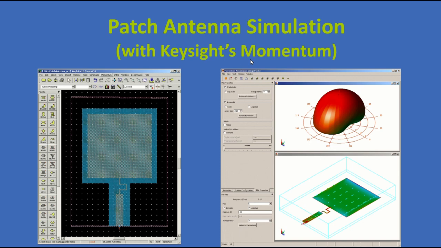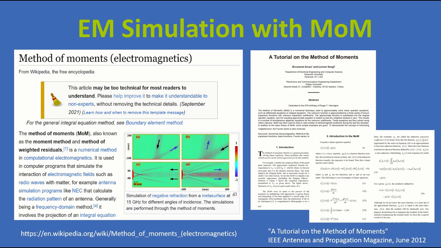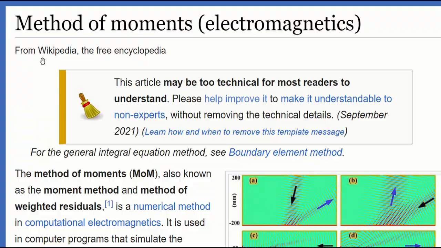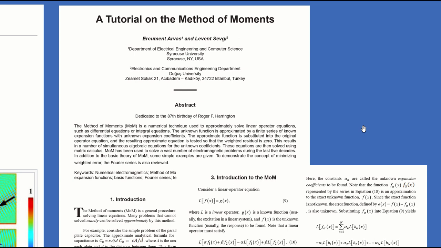The particular product name here for Keysight Simulator, in this case, is Momentum. That's because it uses a method called Method of Moments to simulate with. If you're interested in how that works, you might go to Wikipedia, as I did. However, be warned, this article may be too technical for most readers to understand, and that's true of me as well. It's a very short entry in Wikipedia, and like most short things, it kind of assumes you know a lot to begin with.